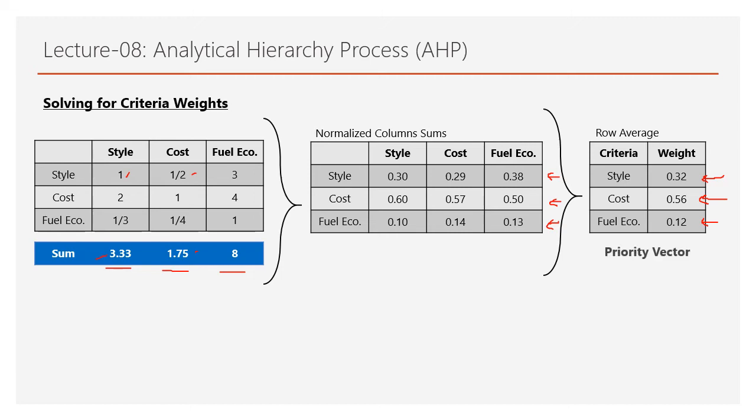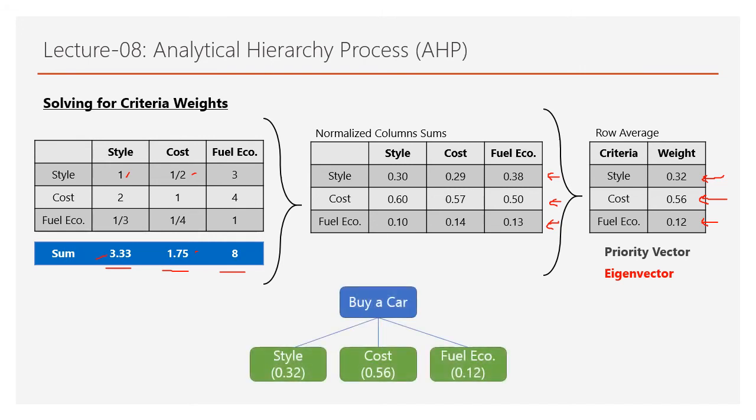So we call this a priority vector, or even an eigenvector, that shows the priority of each criterion in our decision making process, based on the preferences that we have put when we compared one criterion with the others. Okay, so now we have the first part of the hierarchy solved.